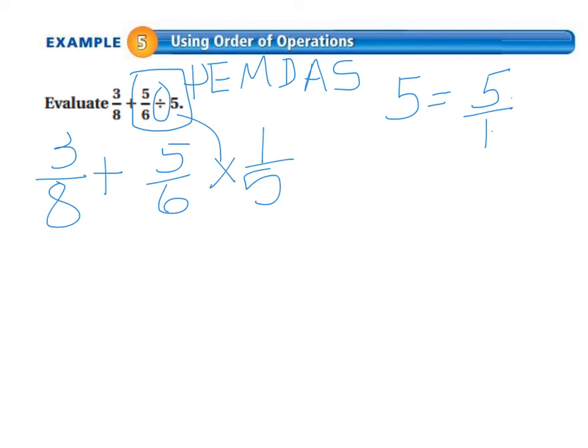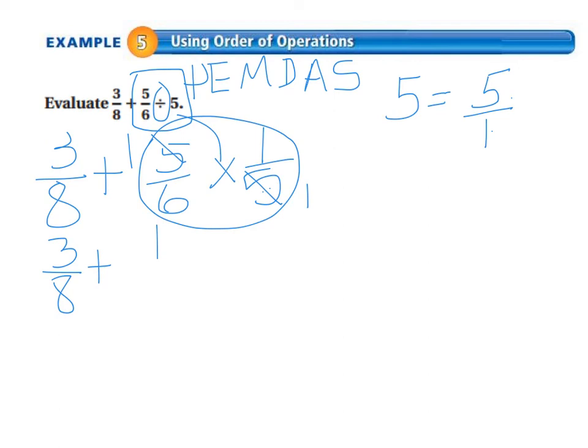And now I have a multiplication problem, which still comes before addition, so I'm going to multiply there and record the 3/8 again just so I don't forget that I have to do that. 5, I see, is a factor in both the numerator and denominator, so I'm going to divide those out right now to simplify. And I have 1 times 1 is 1, and 6 times 1 is 6. That leaves me with now the problem 3/8 plus 1/6.